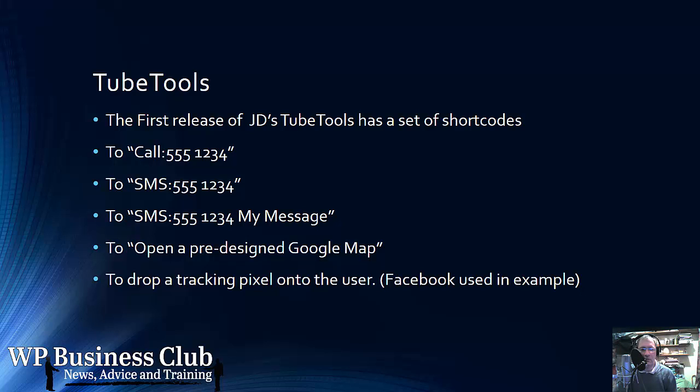It uses the SMS function to start an SMS message. It can also use the SMS function to start an SMS and give the SMS message. And it can also open a pre-designed Google map. And just to really get you thinking about things, it also can at the same time drop in the tracking pixel. The ones we were using were Facebook ones.